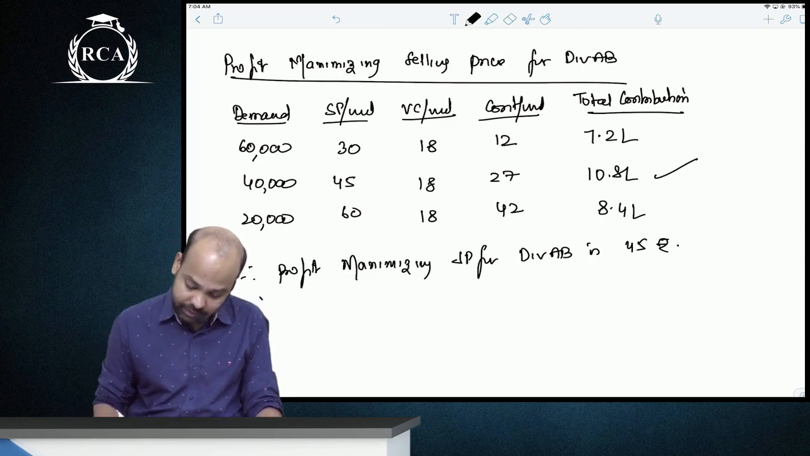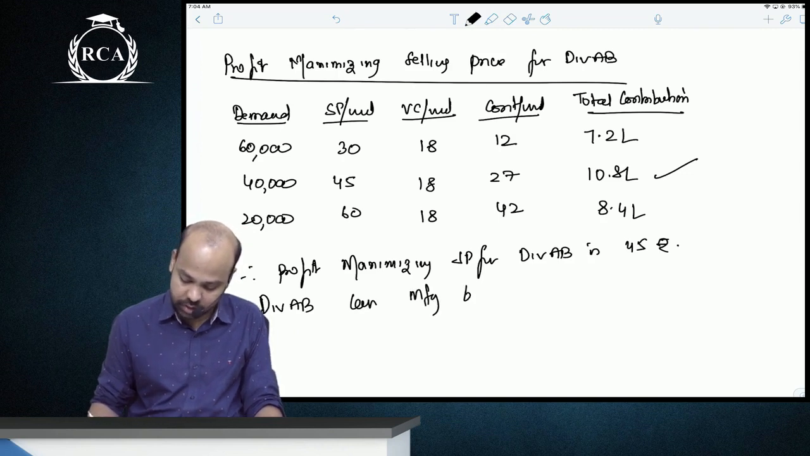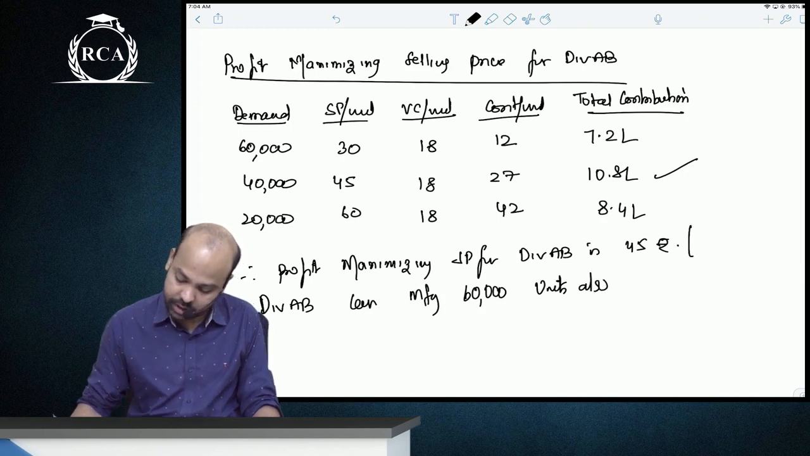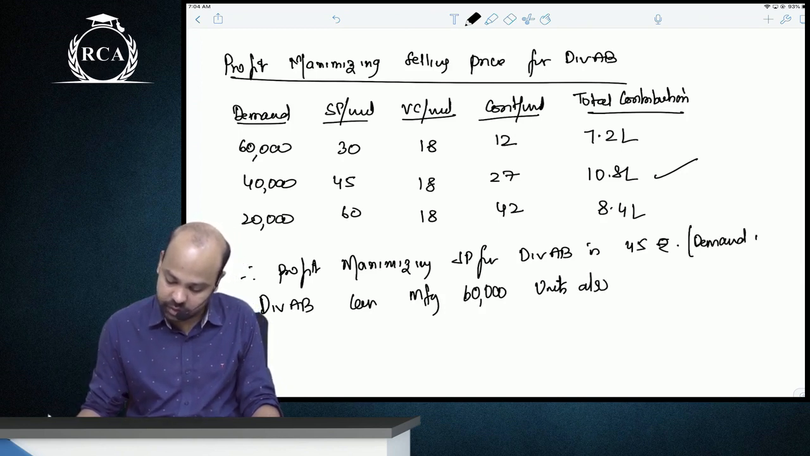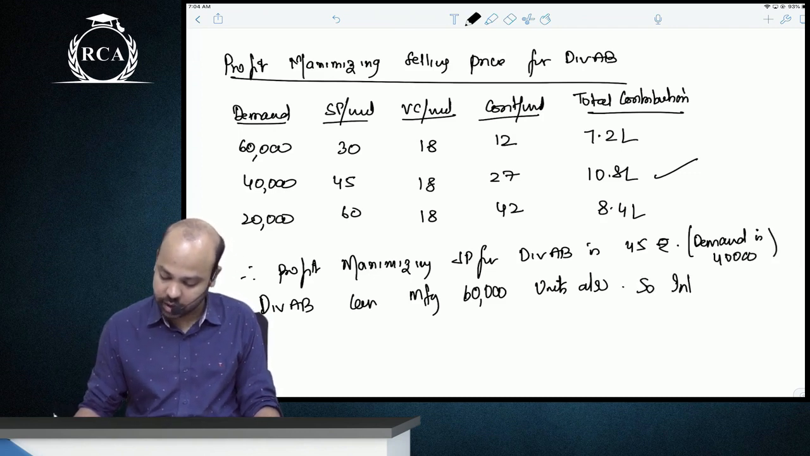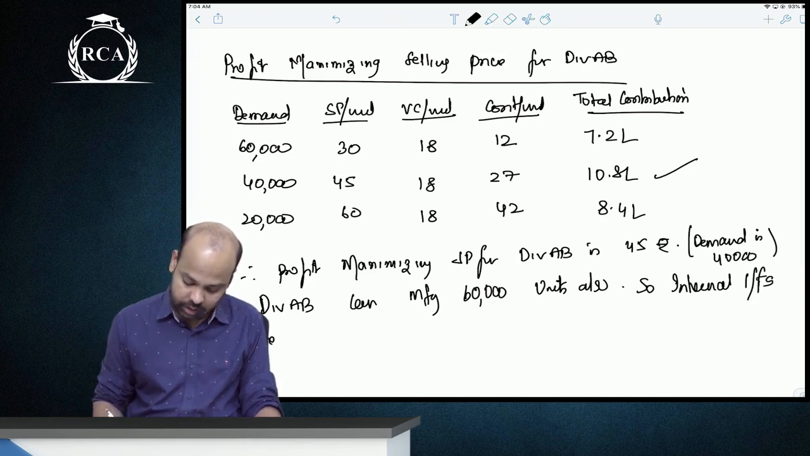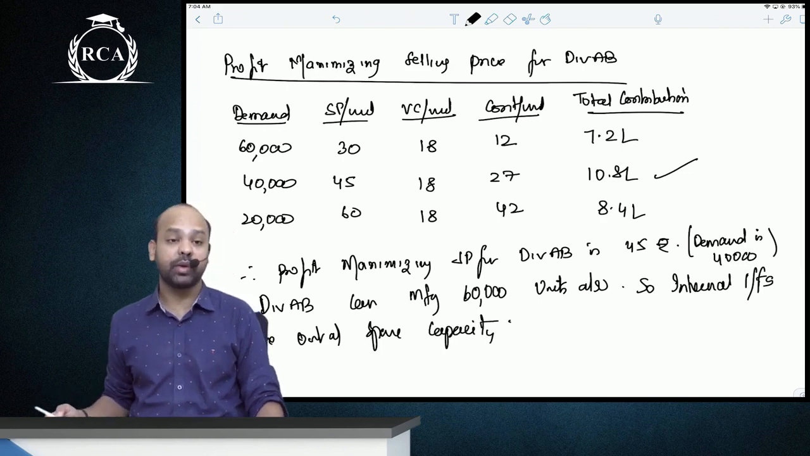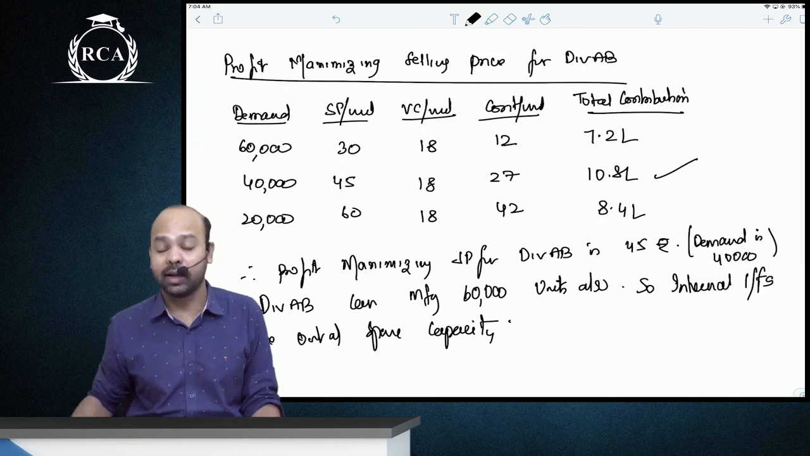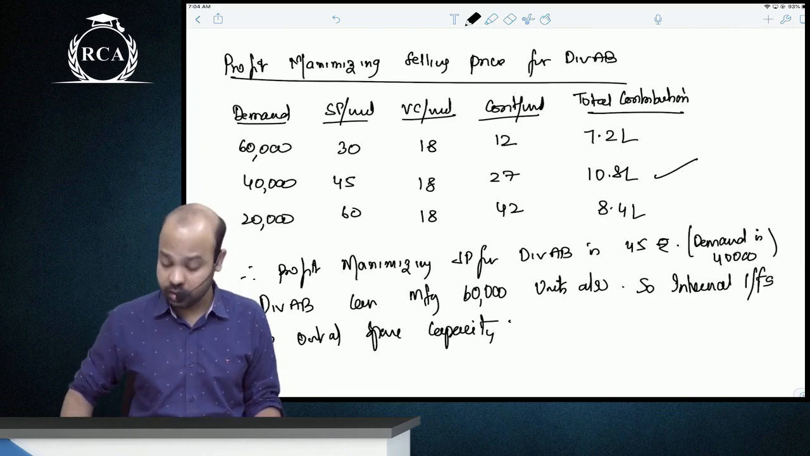Division AB has capacity. Division AB can manufacture 60,000 units as well. Yes or no? It can manufacture 60,000 units also. Here demand is only 40,000 units. So, do not forget, internal transfers are out of spare capacity only. It is not that we are actually reducing external sales. We are not reducing any external sales. Is it understood?